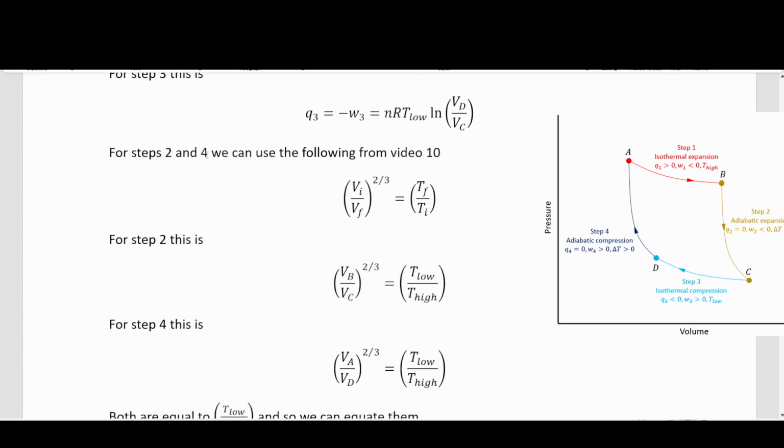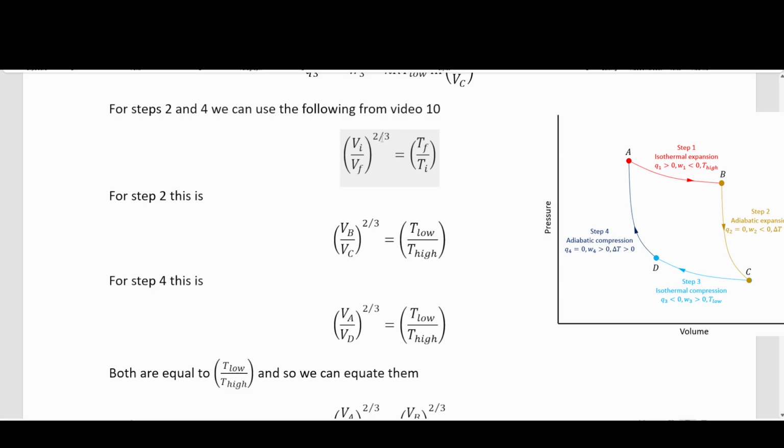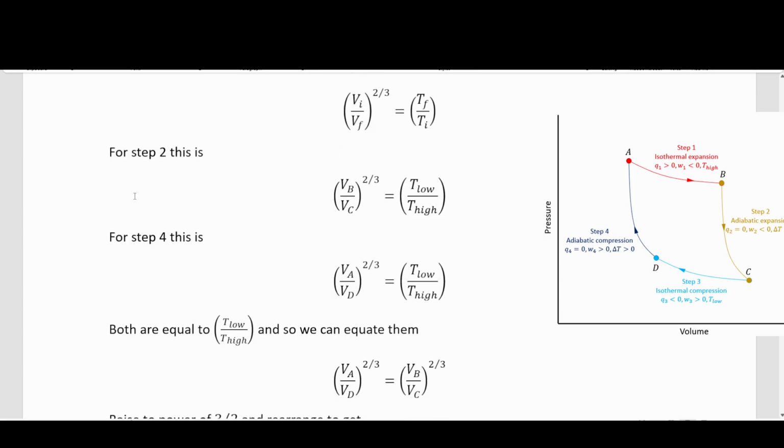For steps 2 and 4, our adiabatic steps, we can use this from video 10: VI over VF to the power of 2/3 equals TF over TI. For this particular case, for step 2, we can use VB over VC equals the temperature at the low isotherm over the temperature at the high isotherm. For step 4, it's VA over VD to the 2/3 power equals the temperature at the low isotherm over the temperature at the high isotherm.